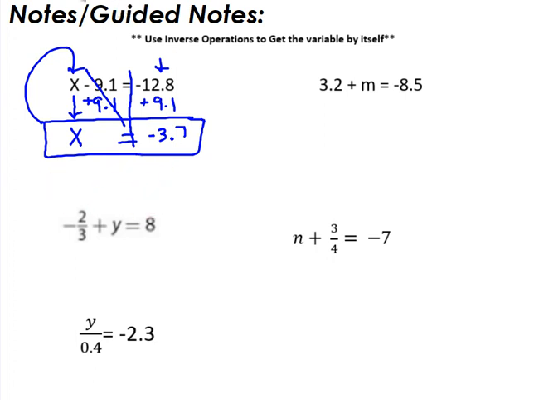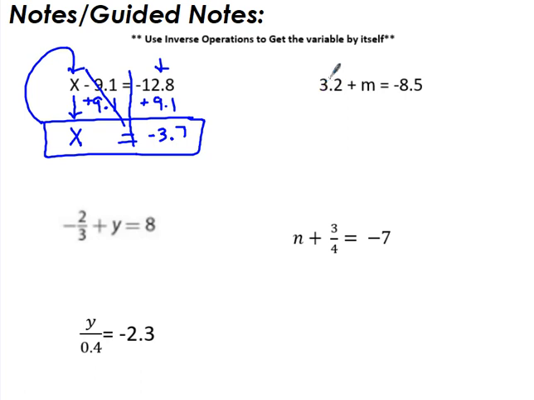Okay. This one over here on the right-hand side. For this one, some of us are going to say, well, the m is second, so do we subtract m, or how does this work? Remember, our goal is always to get our variable by itself. So if my goal is to get the variable by itself, then I need to get rid of this 3.2.